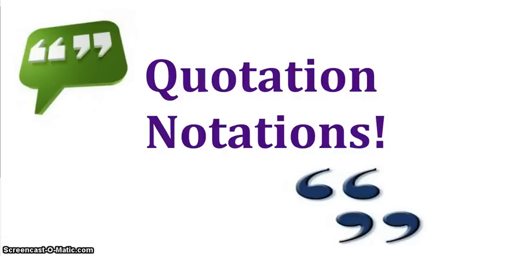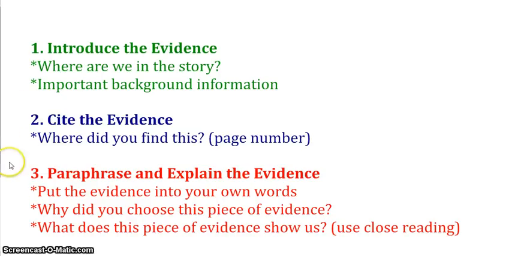So there are three basic rules, or three basic steps you want to take. The first is to introduce the evidence. Let people know where they are in the story or any important background information. The second is we have to be able to cite the evidence. So where did you find this? What page number? If I wanted to know more about it, where could I go? And the third is to paraphrase and explain the evidence. So put the evidence into your own words. Why did you choose this piece of evidence?